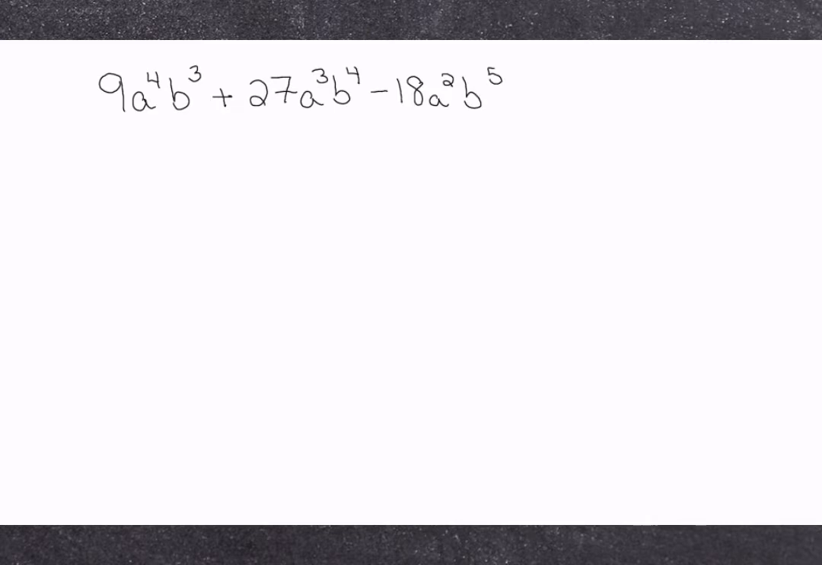Let's say I have 9a to the fourth b to the third, plus 27a to the third b to the fourth, minus 18a squared b to the fifth. Okay, let's say this is the polynomial and they're asking you to factor. The directions will say factor or maybe take out the GCF.